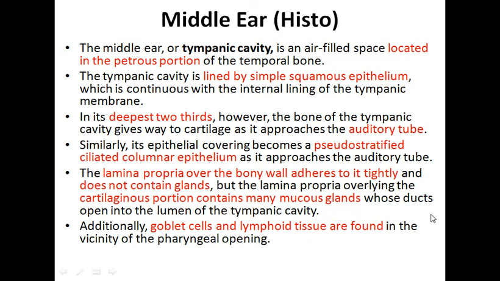Now let's discuss a few histological points for the middle layer. The tympanic cavity is an air-filled space located in the petrous part of the temporal bone. It is lined by simple squamous epithelium, which is continuous with the internal lining of the tympanic membrane, and in its deepest two-thirds, however, the bone of the tympanic cavity gives way to cartilage as it approaches the auditory tube, right?